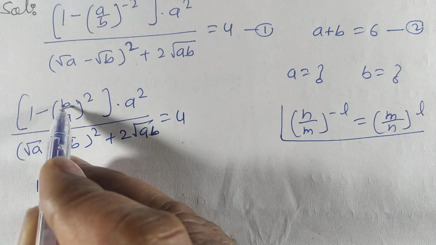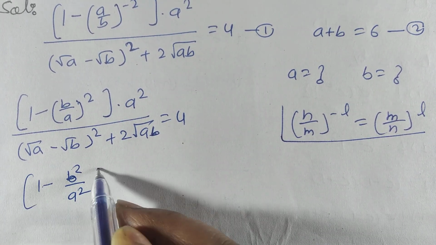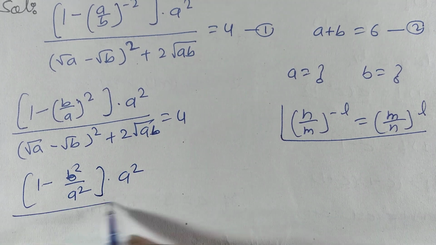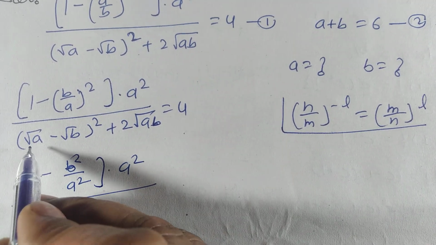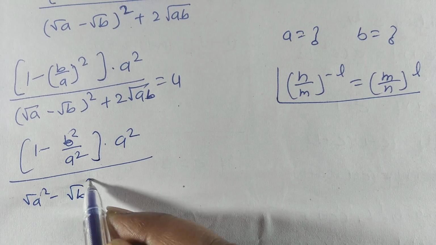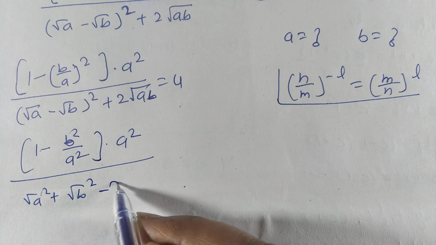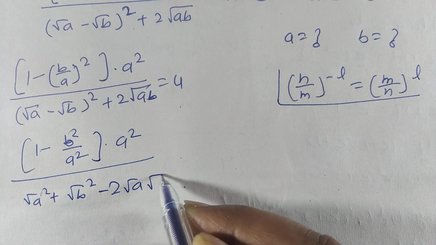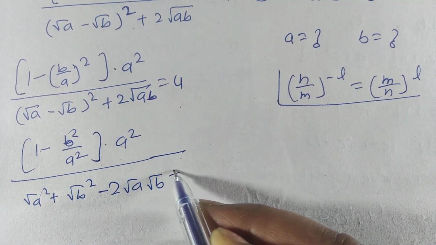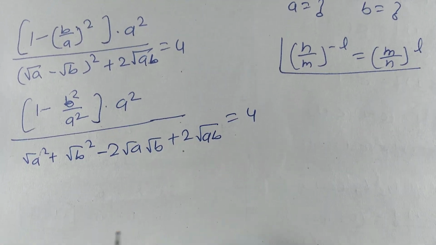1 − b²/a² into a² over, opening this square, (a − b), (√a)² + (√b)² − 2√a√b + 2√(ab) = 4.